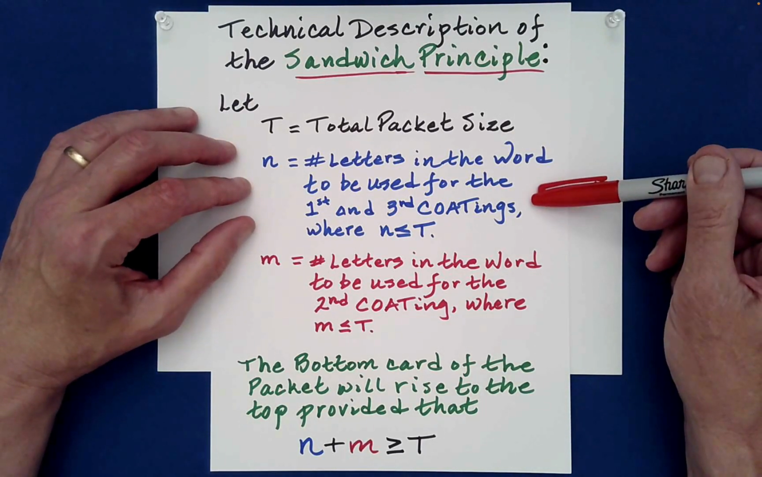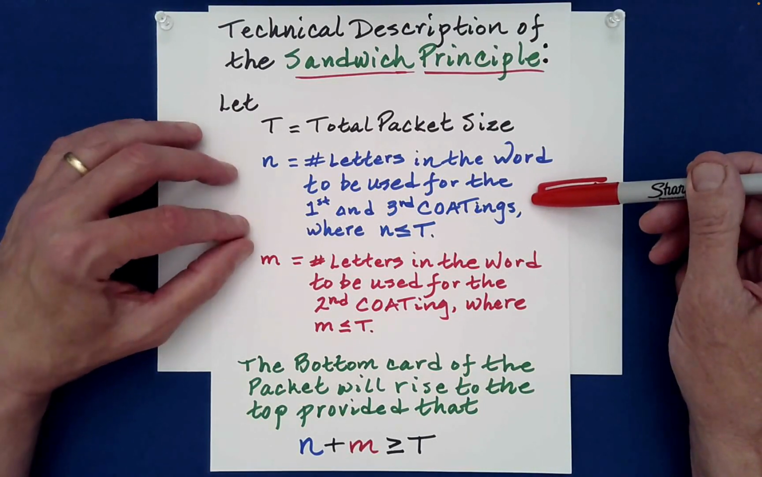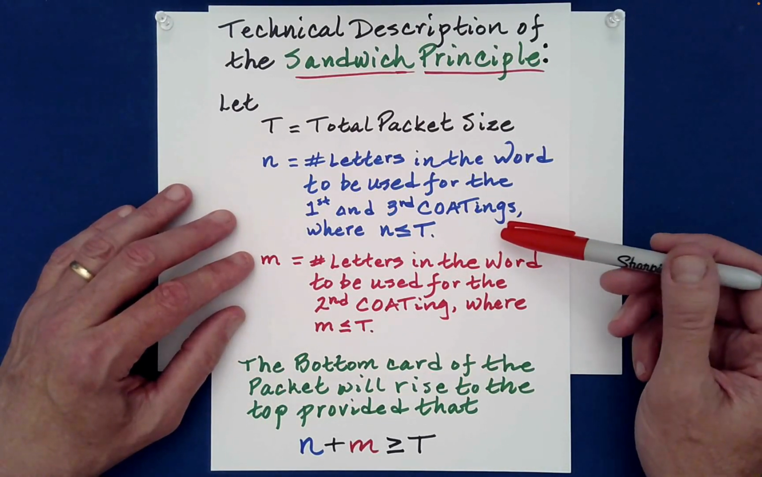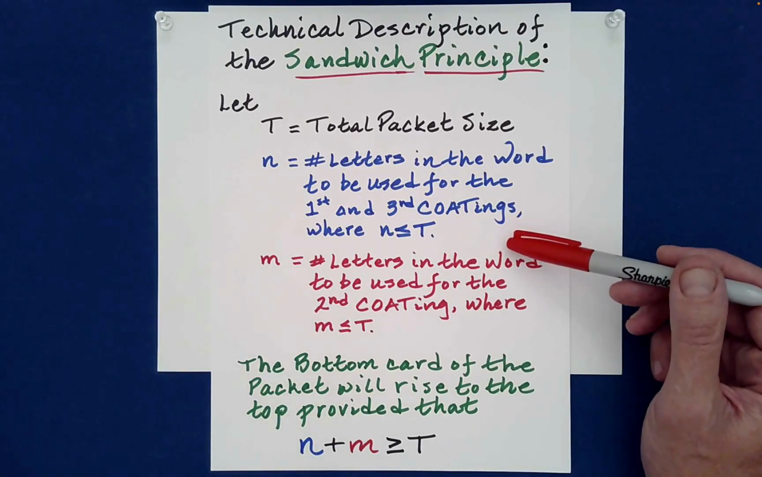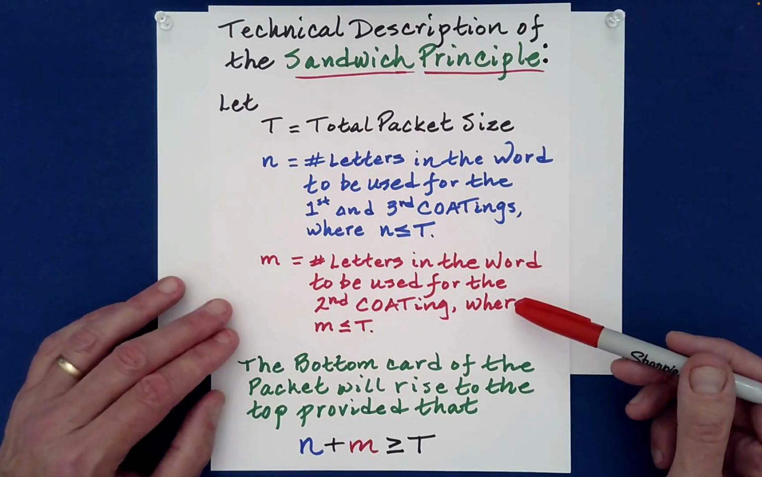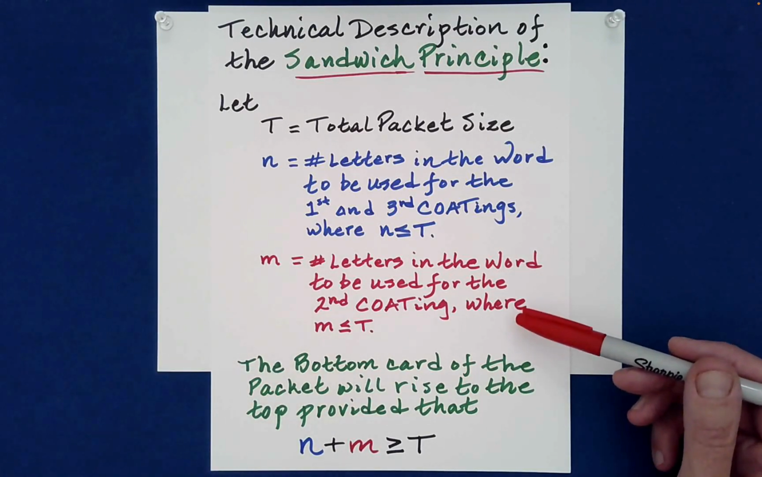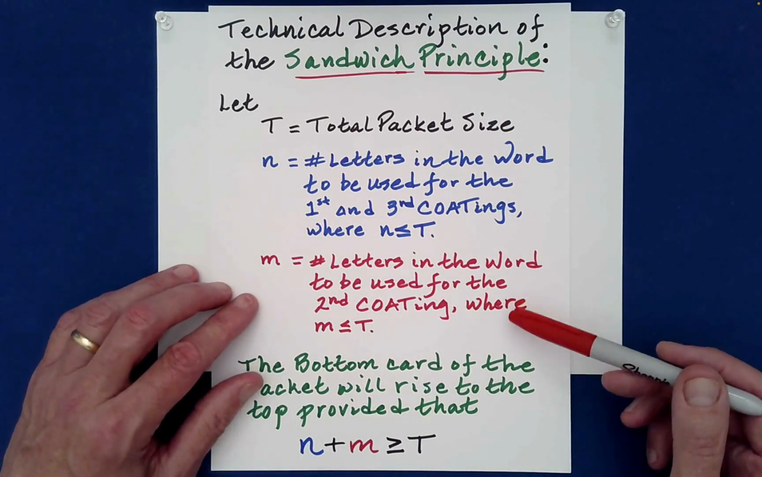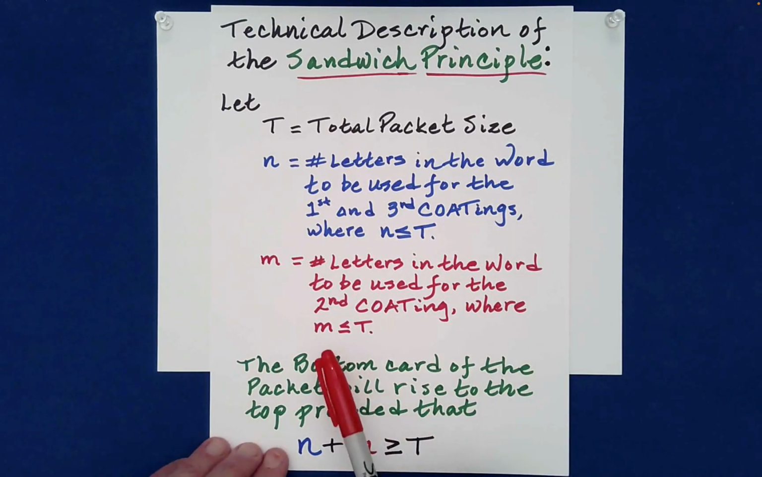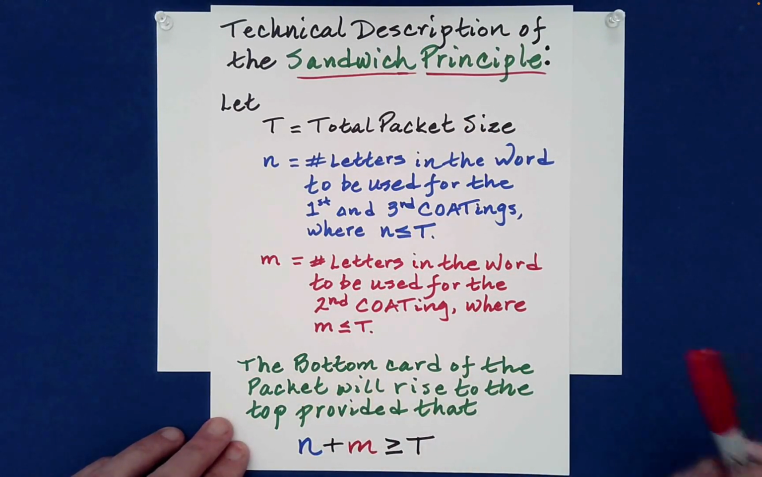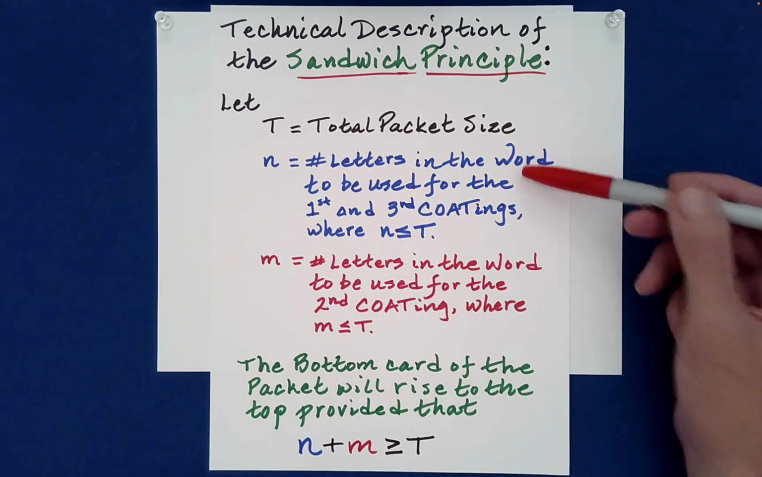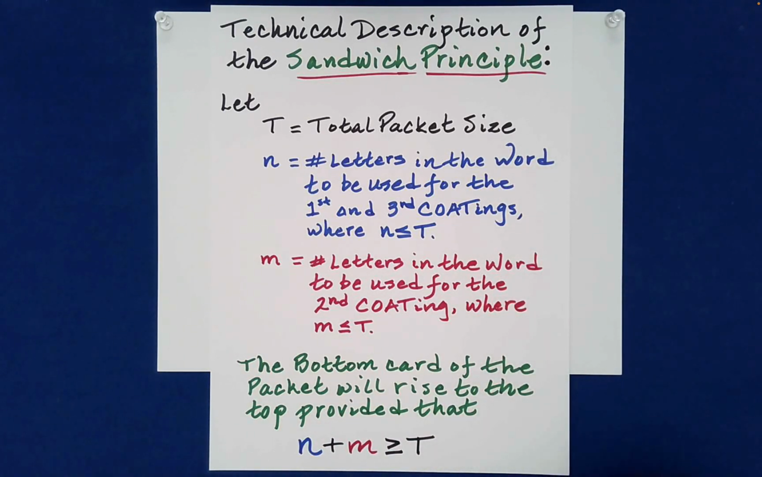Let little n represent the number of letters in the word to be used for the first and third coatings. And of course, this little n needs to be less than or equal to capital T, our total packet size. We don't want to coat more cards than we have, right? If we do that, that's called a hypercoating, which is a completely different topic. Amazing topic, but a different topic. And then if we let little m represent the number of letters in the word to be coated for the second coating, where once again, little m needs to be less than or equal to the total packet size, the bottom card of the packet will rise to the top, provided that the sum of n and m is at least as big as the packet size T.